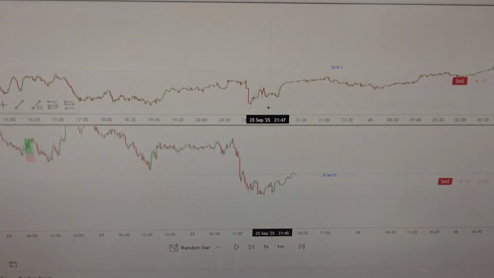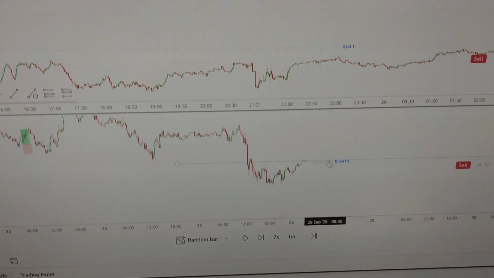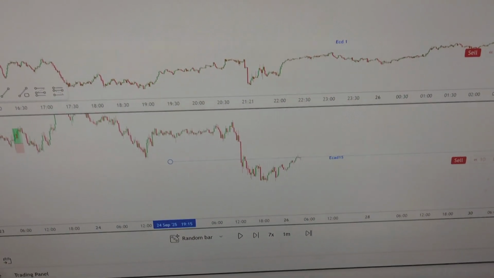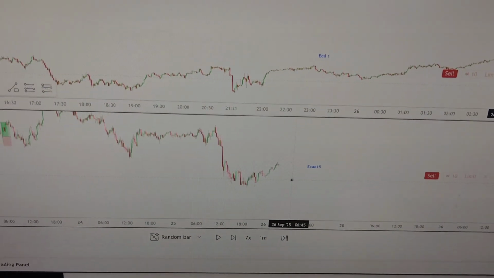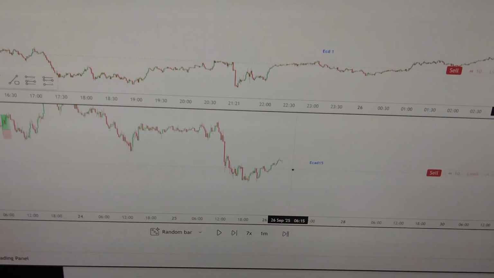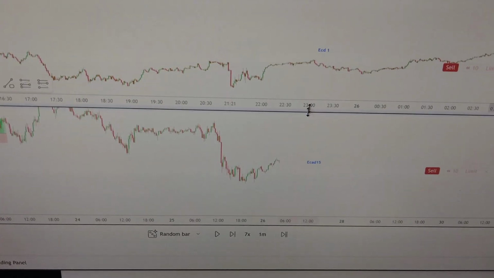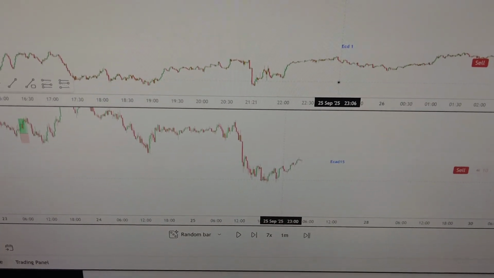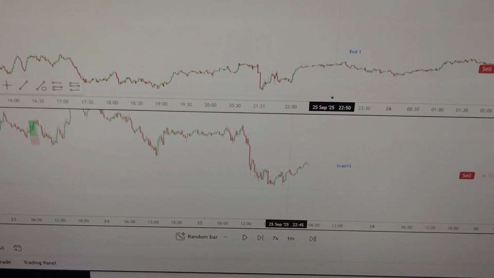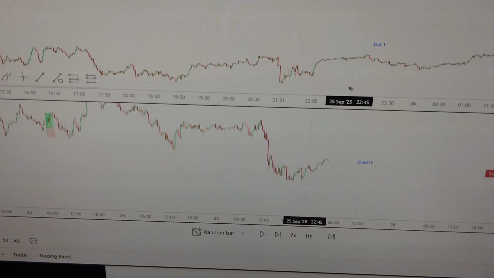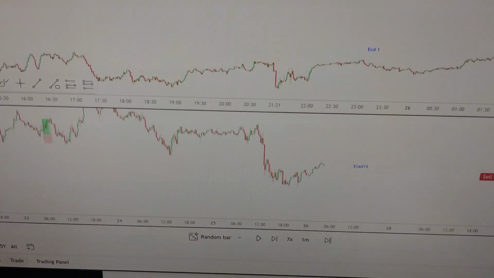Clarity, it's easy to see. The correlation is strong and obvious, reducing ambiguity and the need for complex interpretation. Low cognitive load, it's easy to find. As you said, you don't have to scroll back and hunt for the setup. It's presenting itself right in front of you. This is a massive practical advantage. It saves mental energy and keeps you focused on the present moment rather than getting lost in past data.